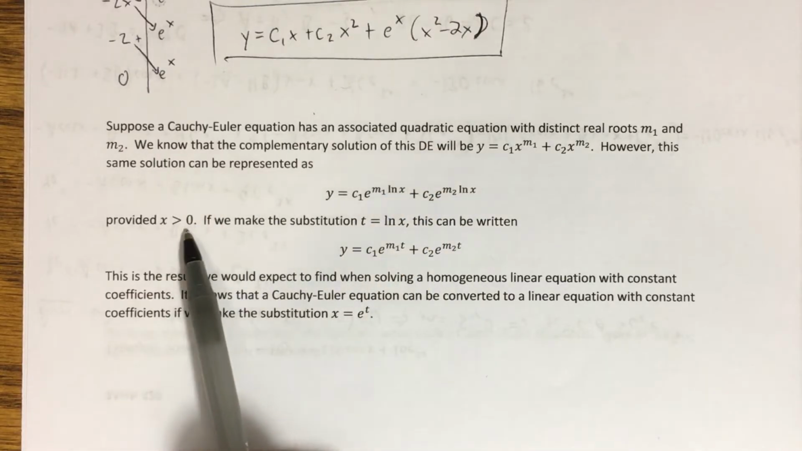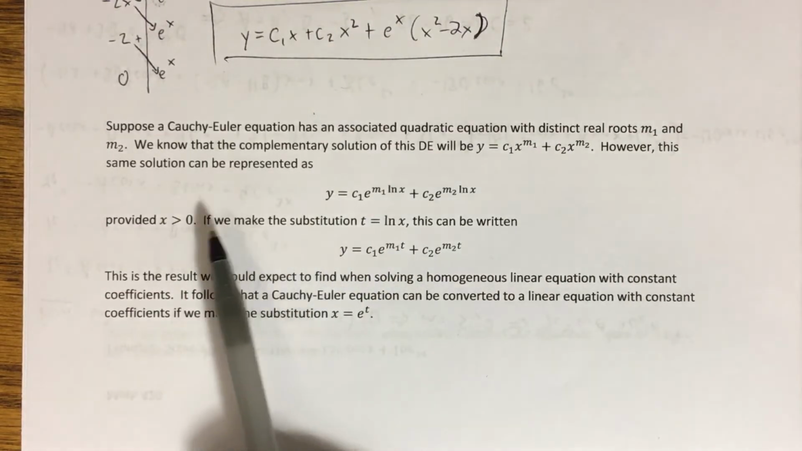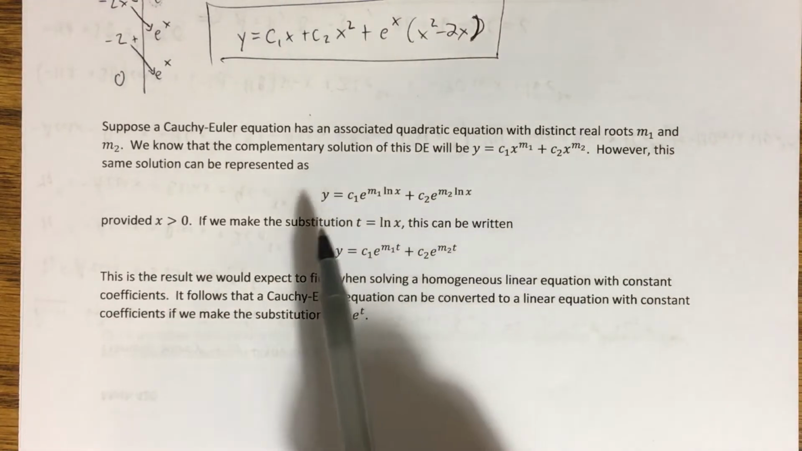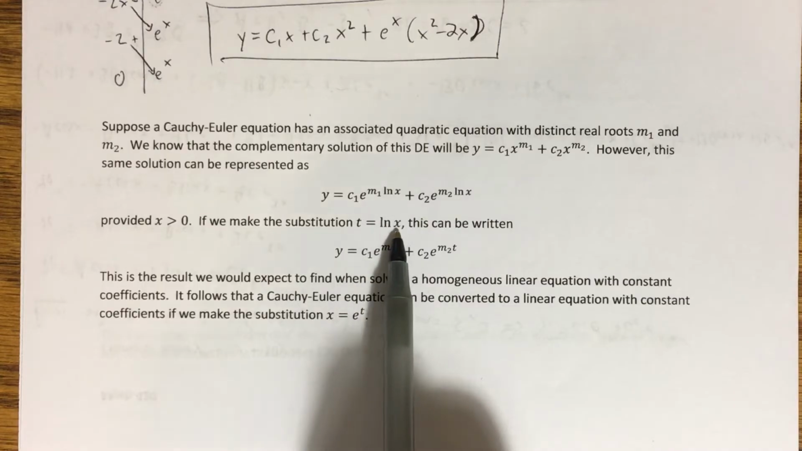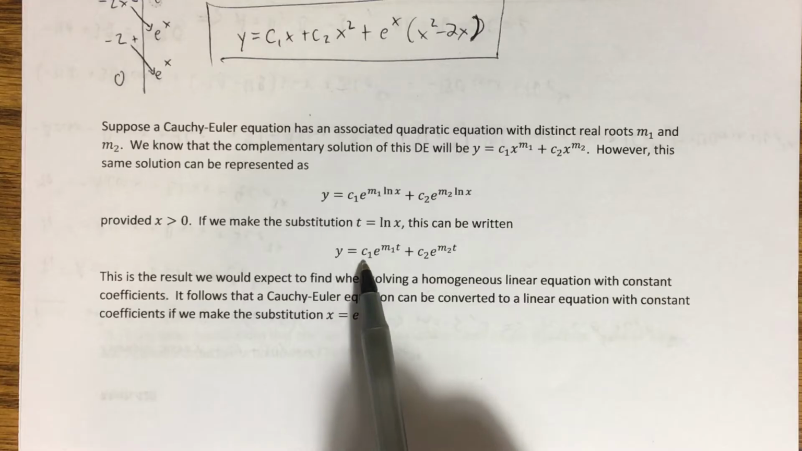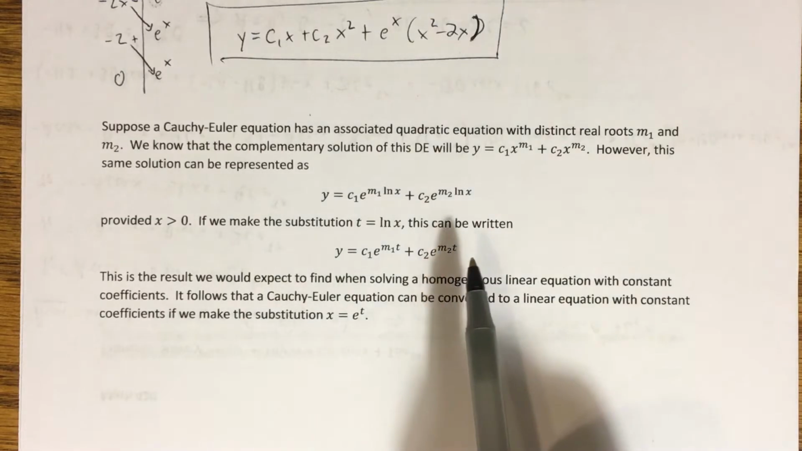As long as x is greater than 0, and remember in these cases we are restricting our interval of validity to the positive real numbers, so this would have taken care of itself already, I can create a variable substitution. I can set t equal to the natural log of x, allowing me to rewrite this in the form y equals c1 e to the m1 t plus c2 e to the m2 t.